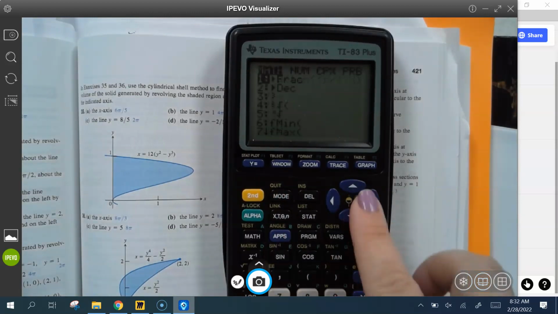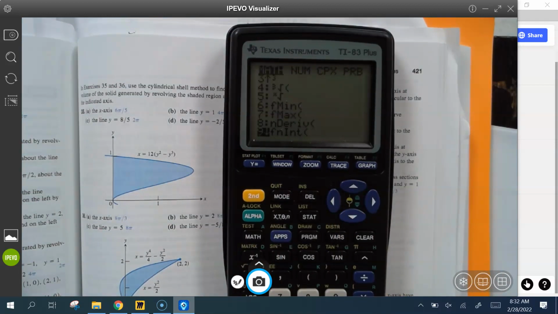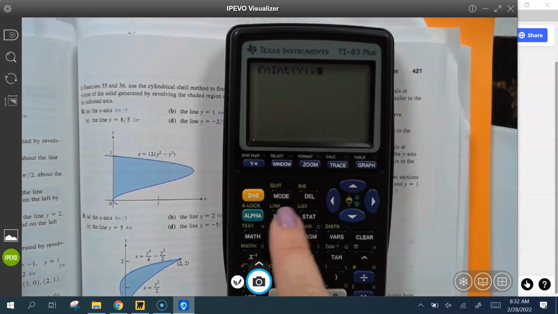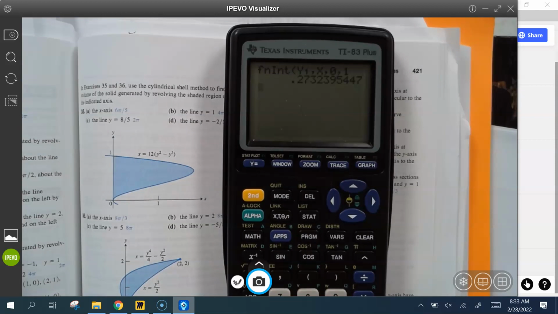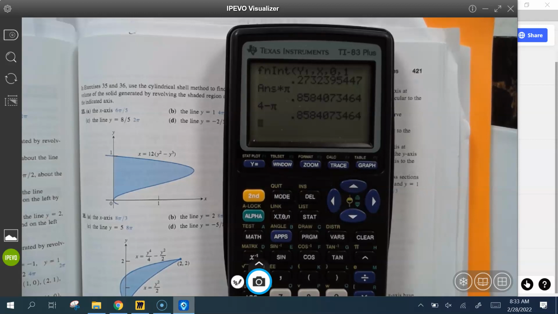Now I can calculate. I can go math. I'm going to do y1, x from 0 to 1. And then I have to multiply it by pi. So on your graph, if you put the integral function on there to find the area, because I've done that. The answer was 4 minus pi. They didn't use the calculator. I was just making sure.